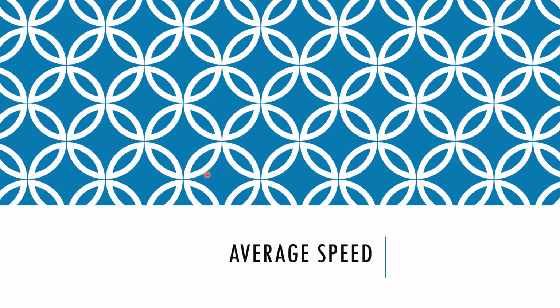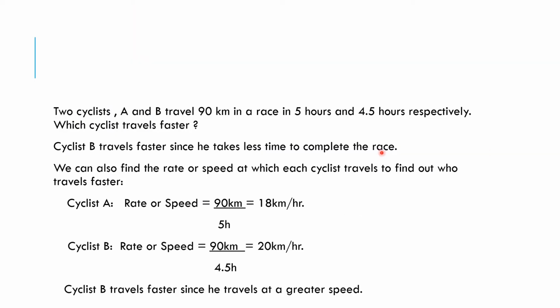In this video, we are going to discuss the average speed. Two cyclists A and B travel 90 km in a race in 5 hours and 4.5 hours respectively. Which cyclist travels faster? Now, cyclist B travels faster since he takes less time to complete the race. We can also find the rate or speed at which each cyclist travels to find out who travels faster.